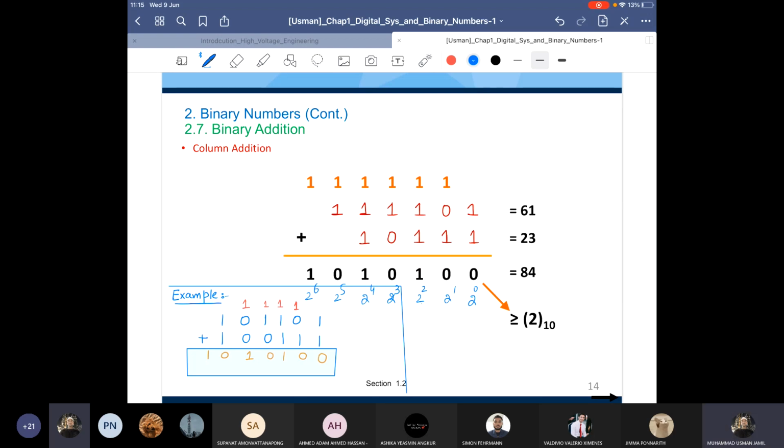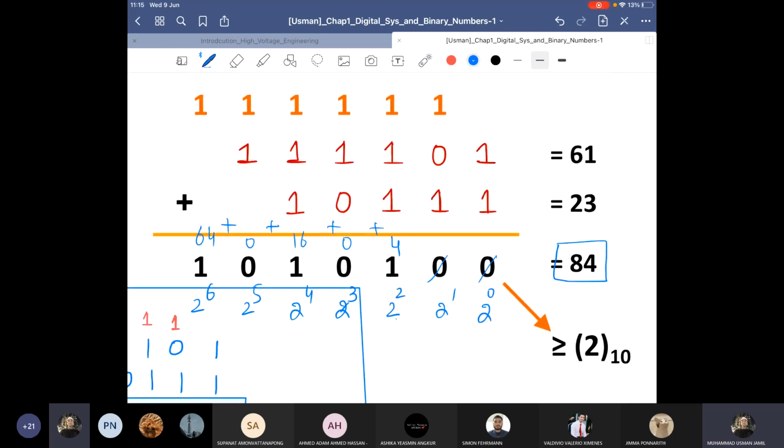So when we say 2 power, this is 0, 0, this is 4, 0, this is 16, this is 0, and then this is 64. So 64 plus 16 plus 0 plus 4 is equal to 84. So it means we did the binary addition correctly.